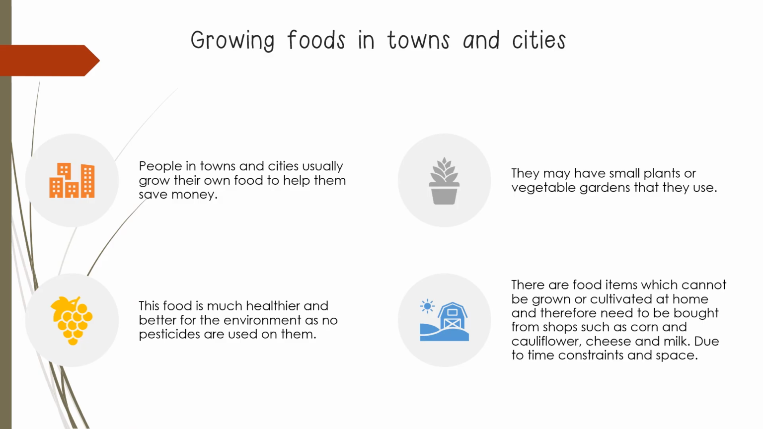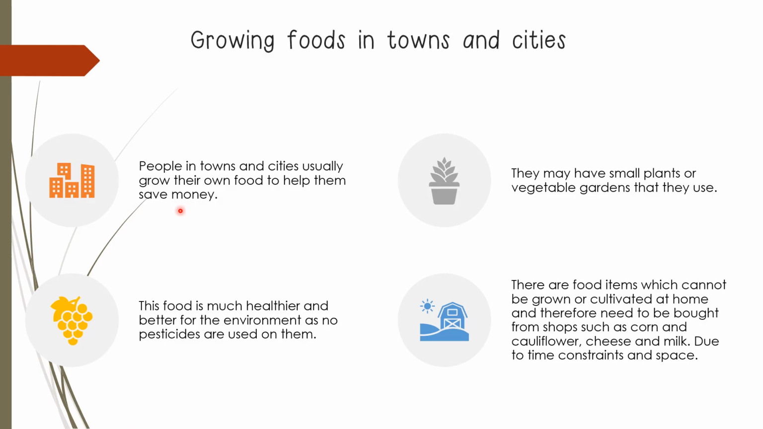Growing food in towns and cities. Towns and cities refers to the places that we are staying in. People in towns and cities usually grow their own food to help them save money. For example, if you are spending a lot of money on fruits and vegetables, and on top of that you have other expenses such as your lights and water, people are going to look for a different way in which they can start saving money.